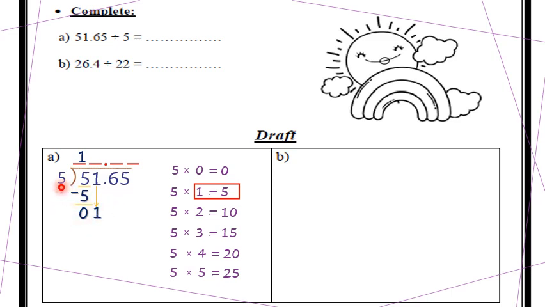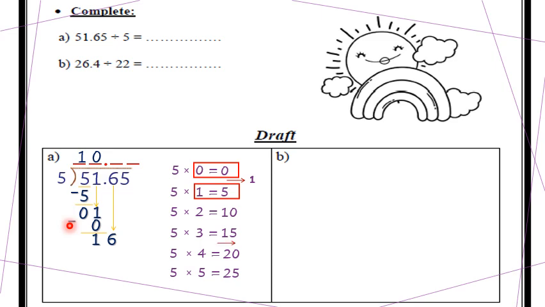1 divided by 5. Let me check here in the table. 1 is between 0 and 5. So I will choose the smallest and nearest. So I'm going to write 0 up. Then 0 multiplied by 5 equals 0. Then let's make subtraction again. 1 minus 0 equals 1. And let me drop down 6.